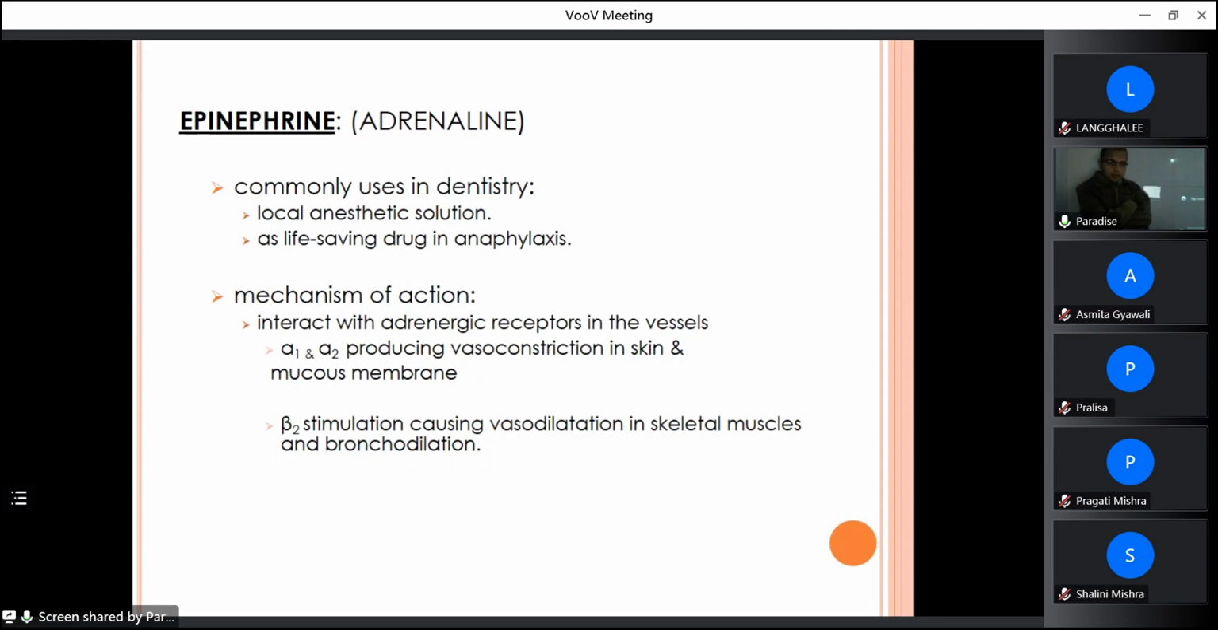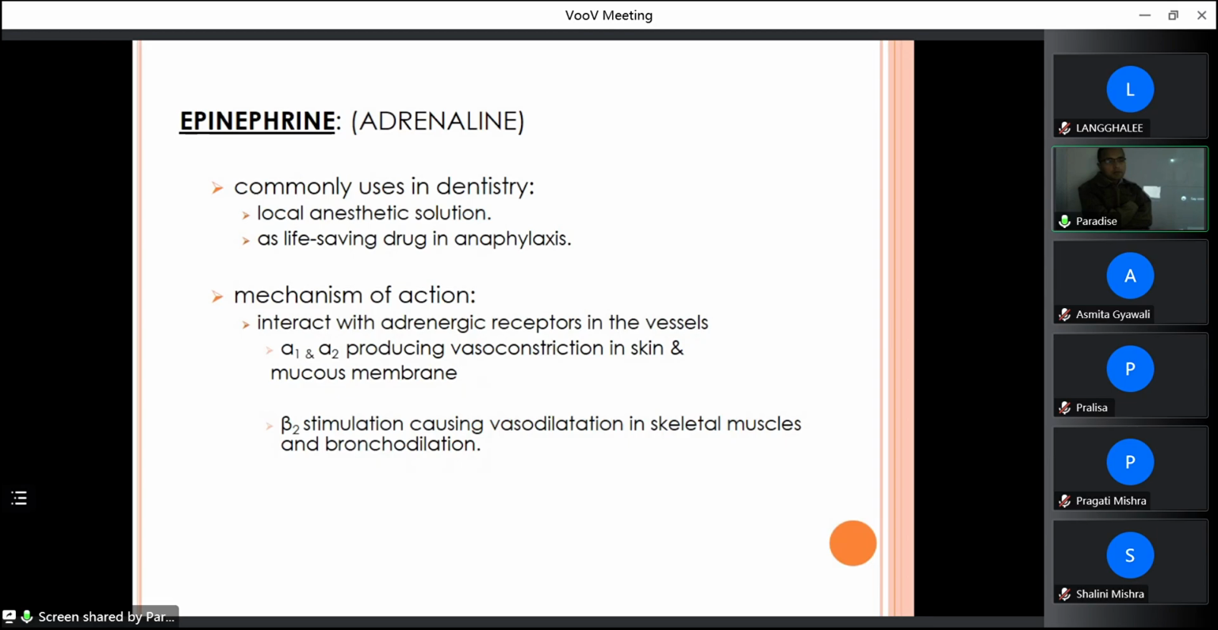The mechanism of action of adrenaline is that it interacts with adrenergic receptors in the vessels, alpha 1 and alpha 2, producing vasoconstriction in skin and mucous membrane. Beta 2 stimulation causes vasodilation in skeletal muscle and bronchodilation. So it depends on which receptor it acts on.